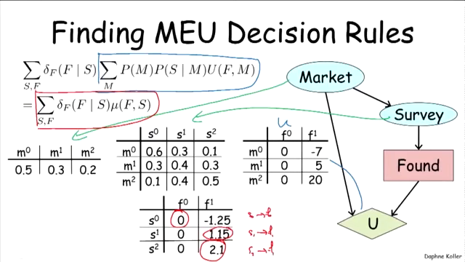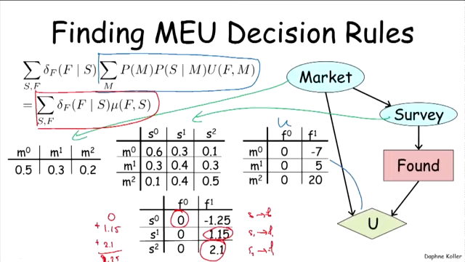And if you ask what the agent's expected utility is with this strategy before it does anything, before the survey is conducted, well, it's just going to be the sum of 0 plus 1.15 plus 2.1, which sums up to 3.25 as the agent's overall expected utility in this case.